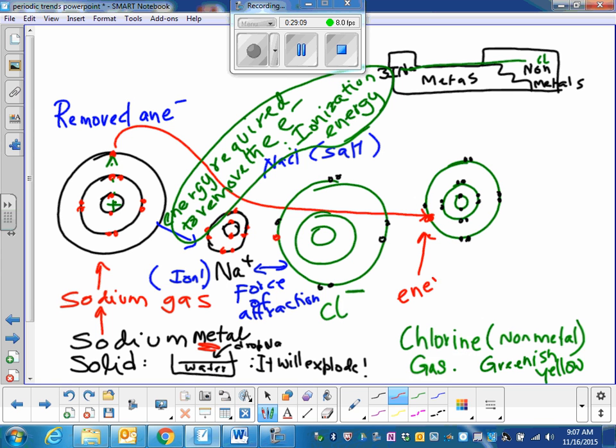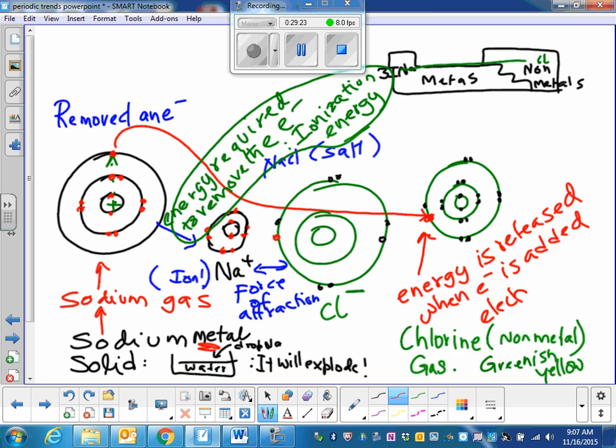Energy is actually released when an electron is added. All right? And that is known as electron affinity. What is that known as? Electron affinity.